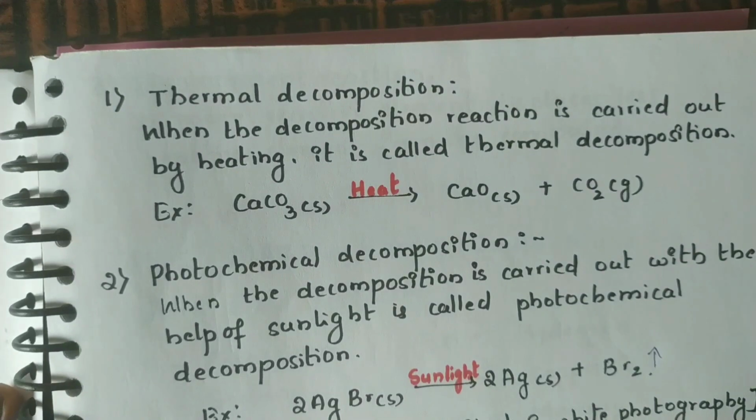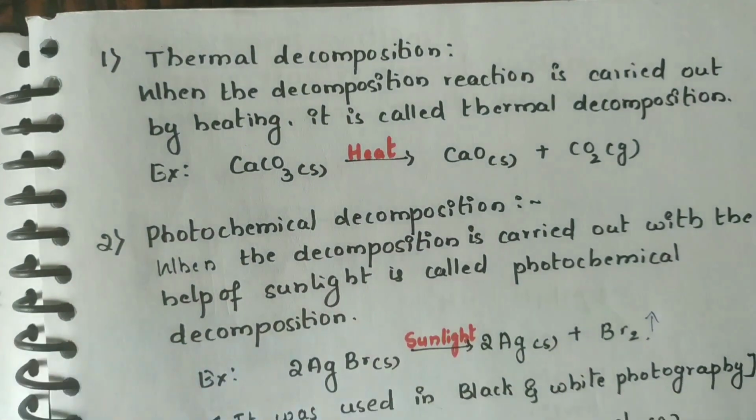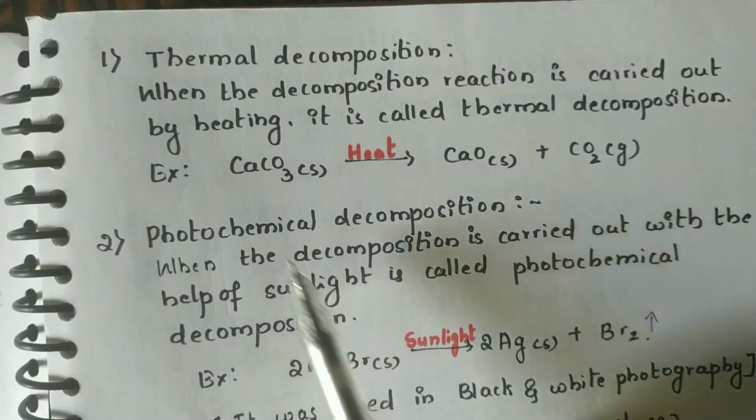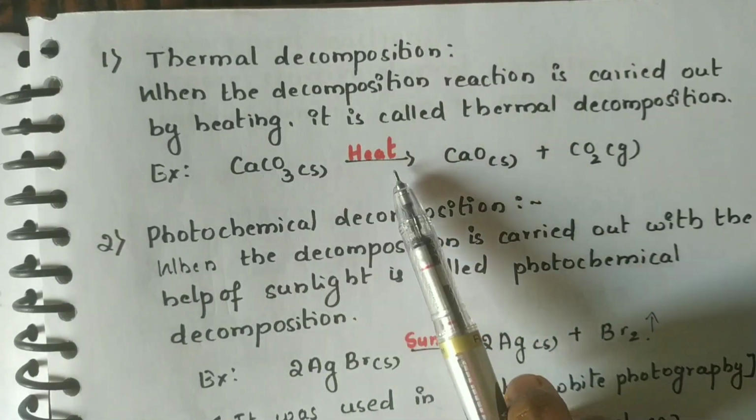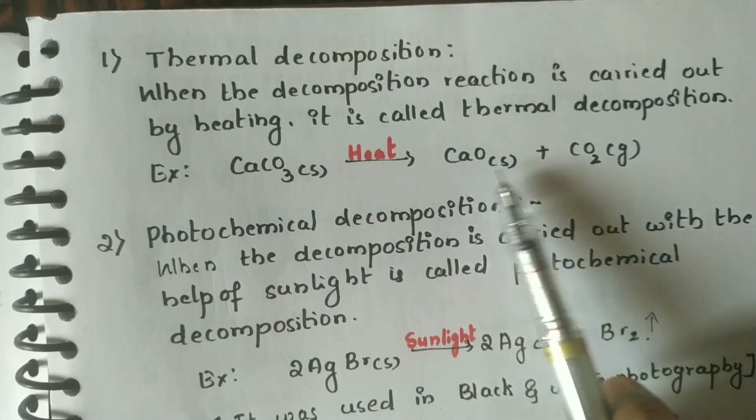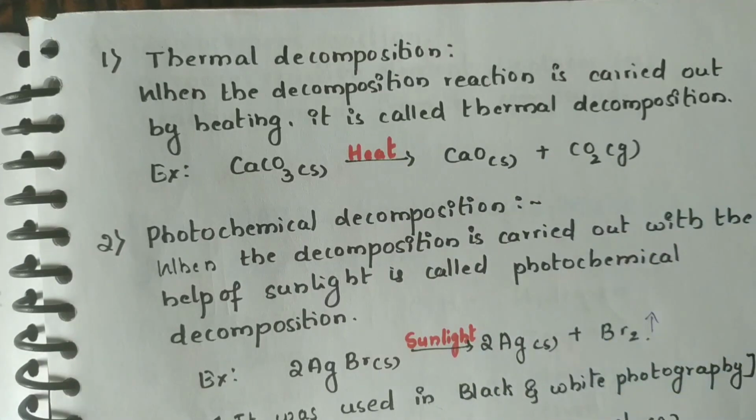First one is thermal decomposition. What happens in thermal decomposition? Heat is used to break the bond. See, when the decomposition reaction is carried out by heating, it is called thermal decomposition. So calcium carbonate, when it is heated, it breaks into or it decomposes into calcium oxide plus carbon dioxide.